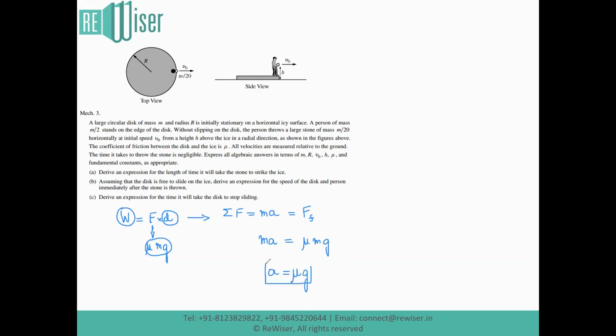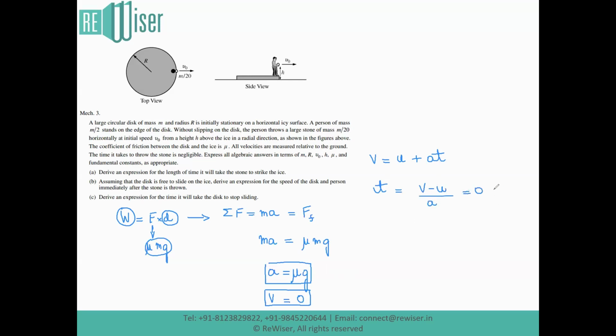Since we know the acceleration, and I also know that the final velocity is going to be 0 when it comes to a state of rest, I can use the equation of motion v is equal to u plus a into t. Here, I need to find out the time it takes for it to stop sliding, which is t. Rewriting the equation in terms of t, I get t is equal to v minus u divided by a.